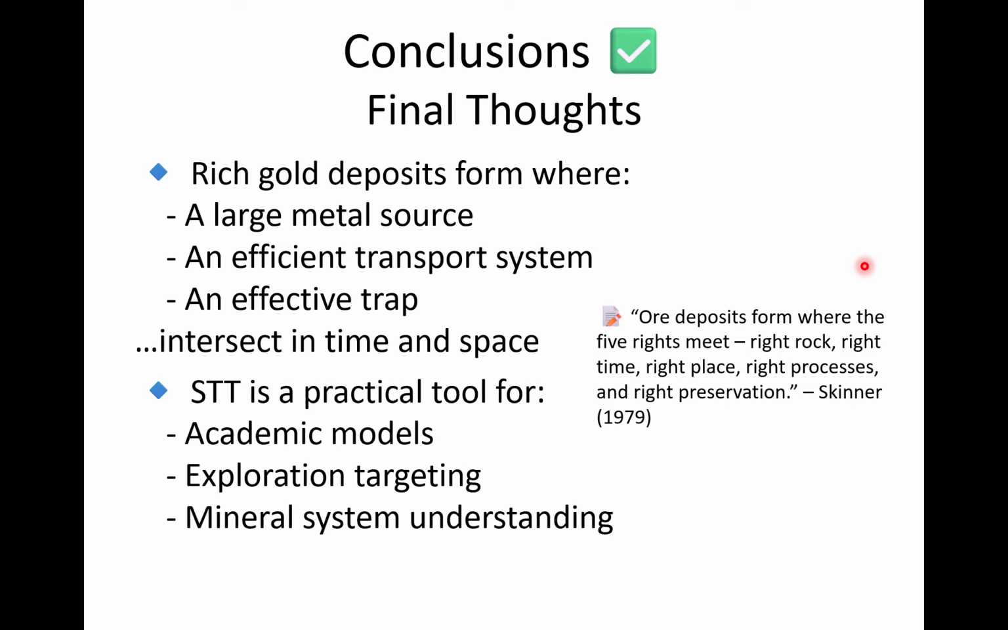As a famous phrase in economic geology says, ore deposits form where the five rights intersect: the right rock, right time, right place, right process, and right preservation. The STT model helps ensure at least three of these rights: source, transport, and trap, in our quest to understand and find the next gold deposits.